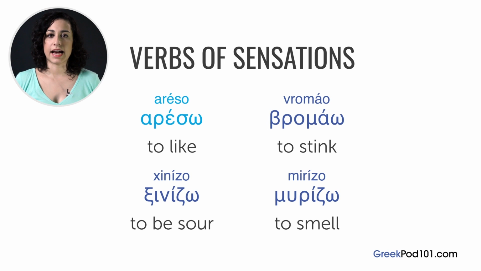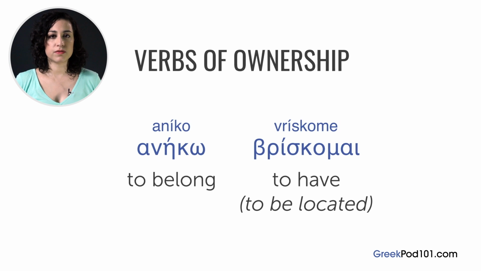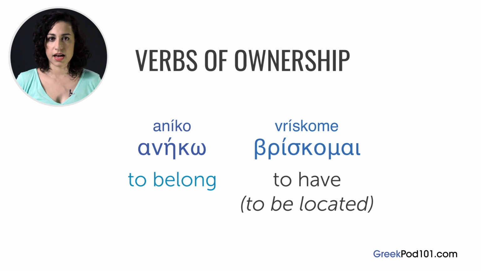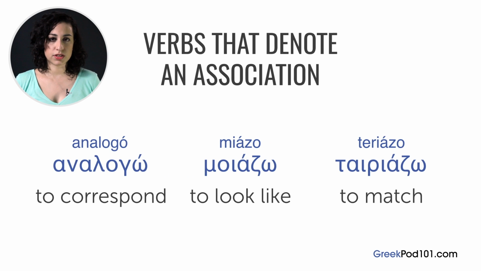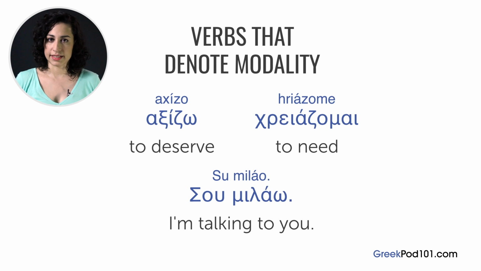Verbs of sensations like αρέσω, to like, βρωμάω, to stink, ξυνίζω, to be sour, and μυρίζω, to smell. Verbs of ownership like ανήκω, to belong, and βρίσκομαι, to have, normally meaning to be located. Verbs that denote an association like αναλογώ, to correspond, μοιάζω, to look like, ταιριάζω, to match. Verbs that denote modality like αξίζω, to deserve, and χρειάζομαι, to need. Another example is σου μιλάω, I'm talking to you. Σου here is the direct object of the verb in the genitive case.